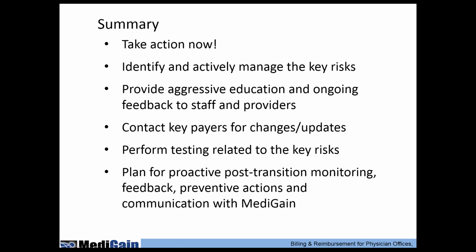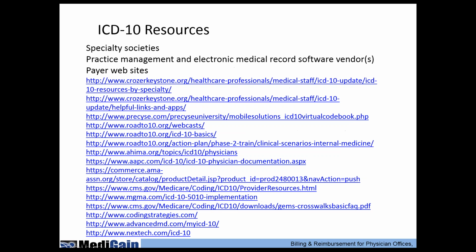So the summary: take action. I know it's painful. I know there's a lot to do, but it's important that you get started now. Break it into specific problem areas or tasks, and that's what we've tried to provide a framework for doing in this presentation. What are your key risks? Actively manage them. Make sure you have a process to provide aggressive education, as well as monitoring and feedback, to both your staff and providers. Make sure you proactively contact your payers, look for changes, identify risks and updates you need to make, and then make sure that you have a plan for post-transition monitoring so that you're following what the problems are, what the denials are, and then you're providing feedback both to MediGain as well as to your providers on how to prevent those denials.